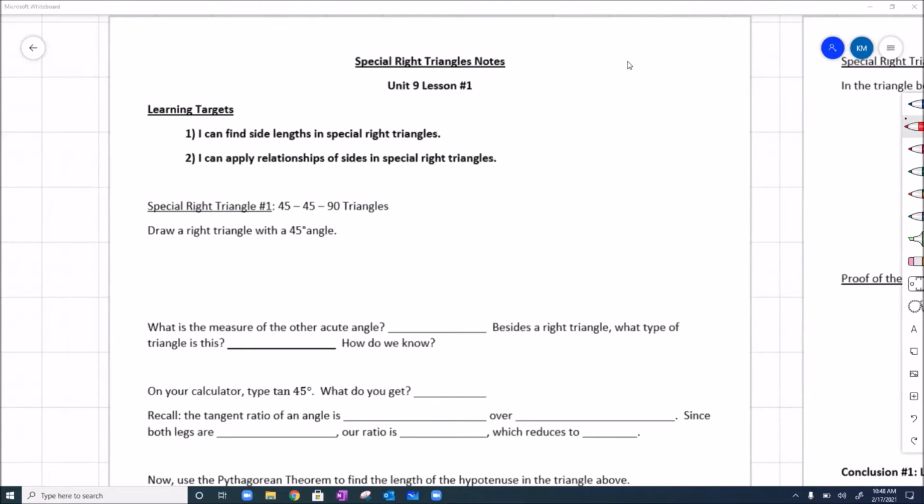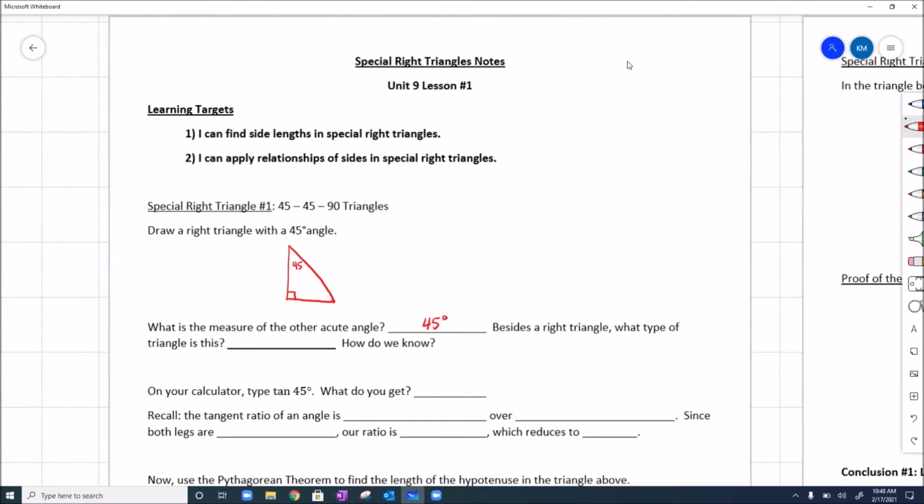It says draw a right triangle with a 45-degree angle. Okay, so I'm going to do that. 45-degree angle. So it says, what is the measure of the other acute angle? Well, a triangle has to add up to 180 degrees, 90, 45, 135. So what's left is 45 degrees.